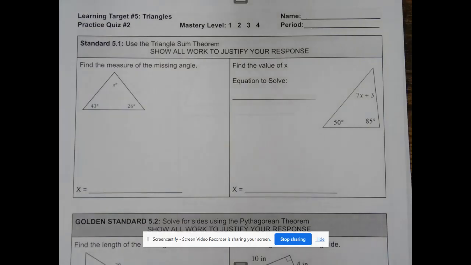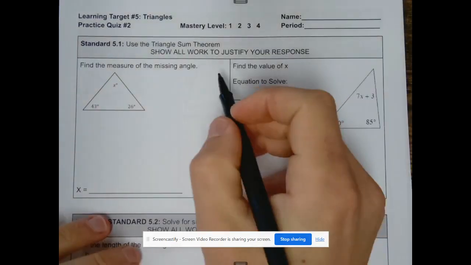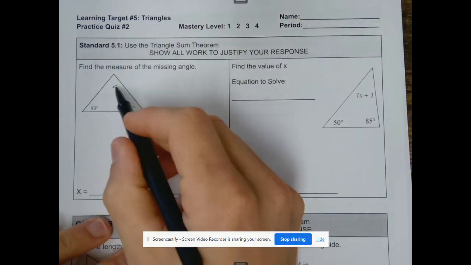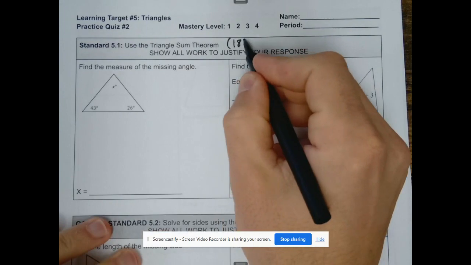All right, we are here to do a walkthrough of practice quiz number 2 for LT number 5 on triangles. Let's start with standard 5.1. Use the triangle sum theorem. What does that say? The key here is all the angles in a triangle always add up to 180 degrees.